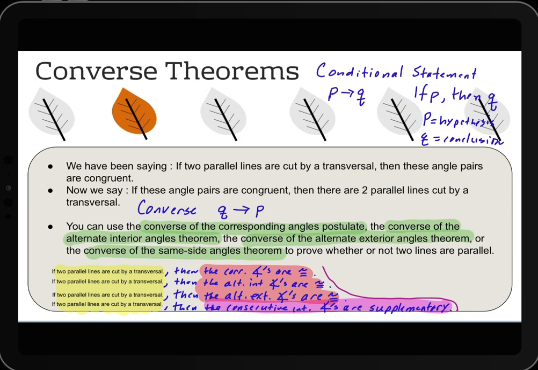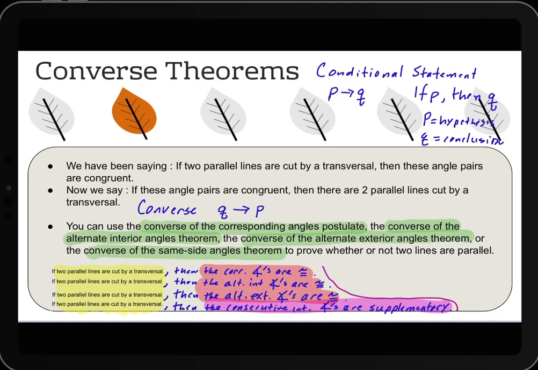In order to do that, we are going to flip the script, if you will. We are going to reverse where the hypothesis goes and where the conclusion goes. So we're going to establish at the beginning of our converse theorems that this condition is provided and given, and we have to show that, and if we can show that occurs, we can then prove that the lines have to be parallel. And that is what the converses are going to do for us.